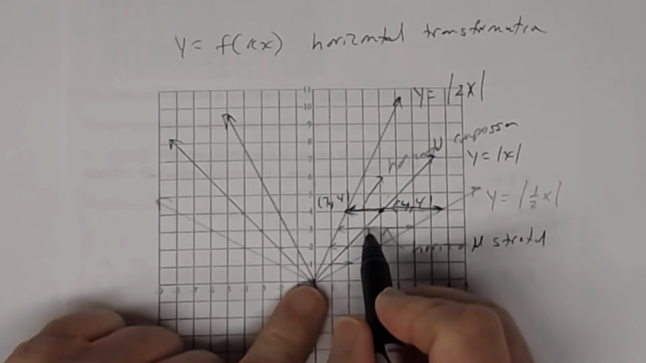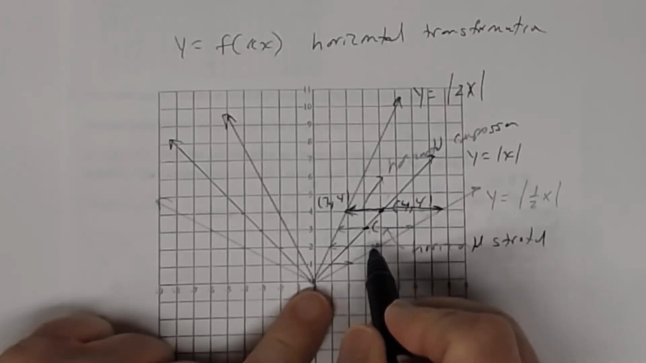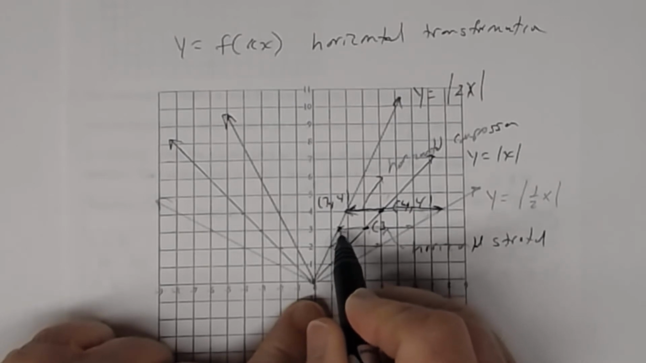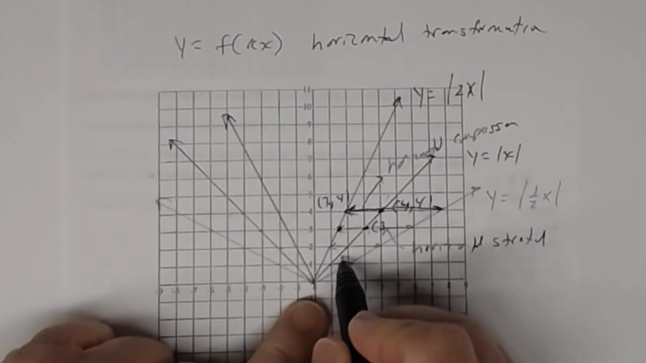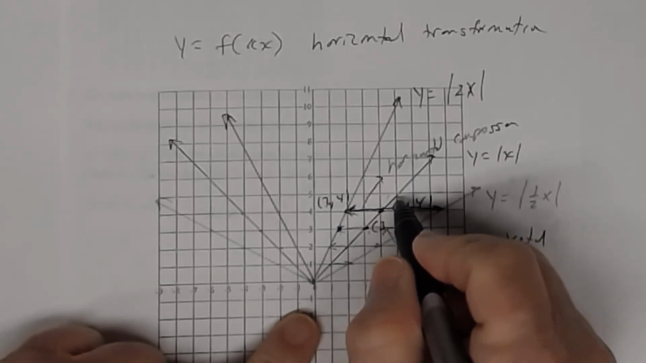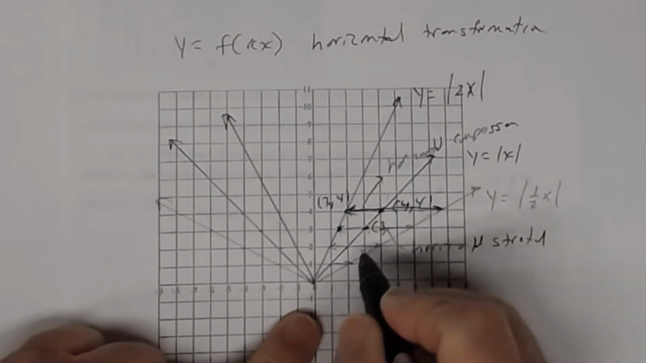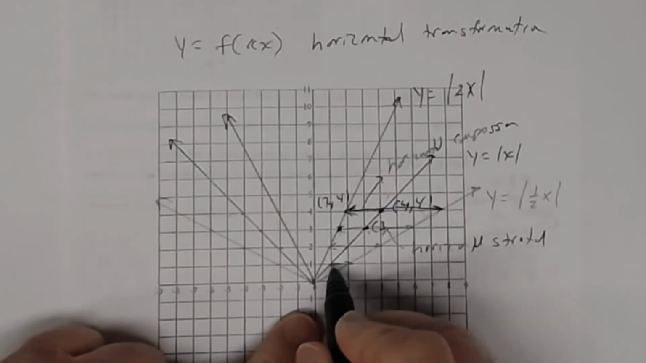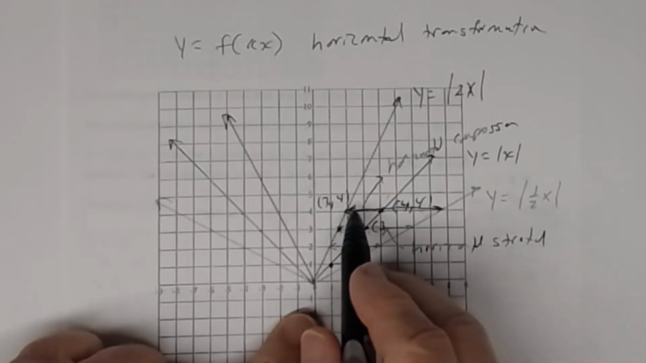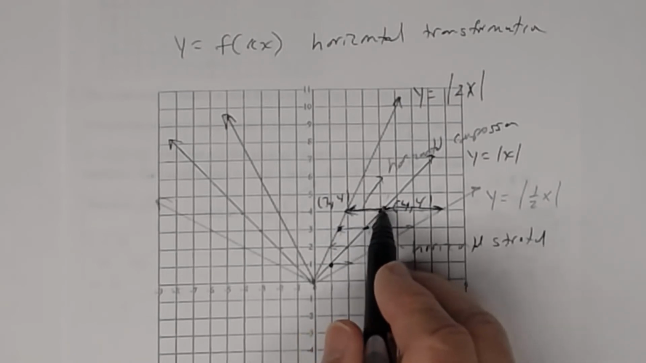Same thing here. Look at this one. The x coordinate is 3. 3 times a half is 1.5. So you see that's 1.5 right here. Let's look at this point here. The x coordinate is 1. 1 times a half is 0.5. Okay? So that's a horizontal compression.